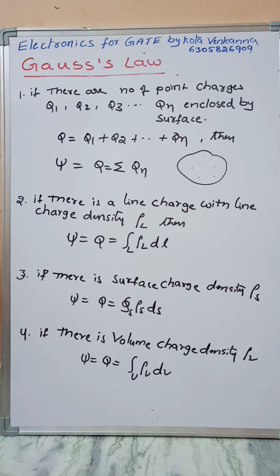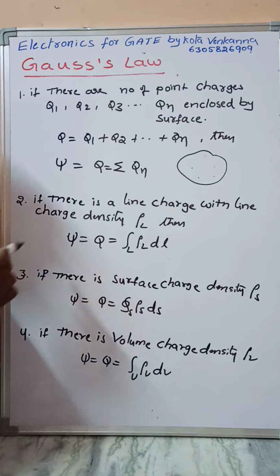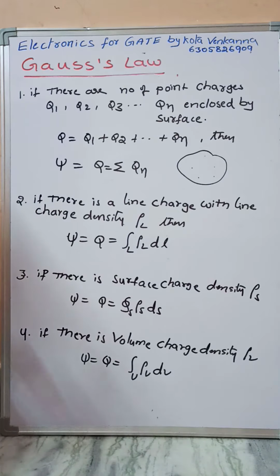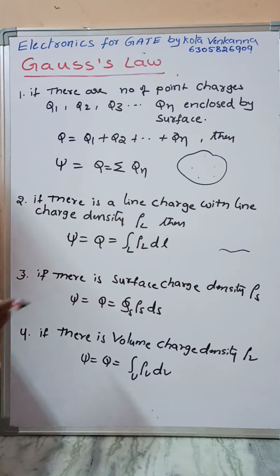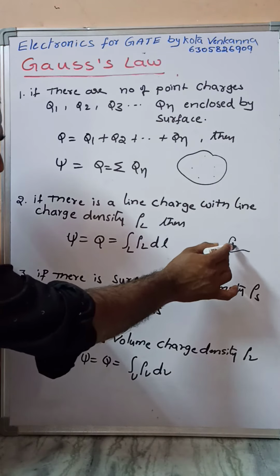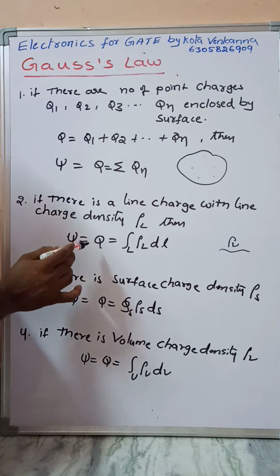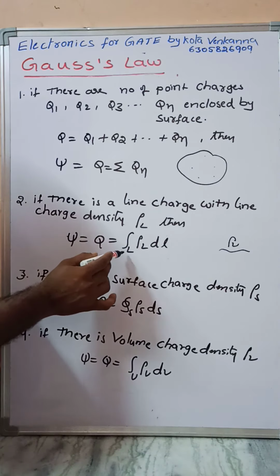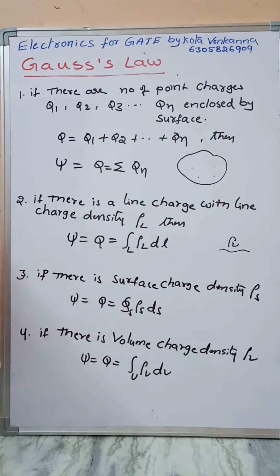And the second point: if there is a line charge with a line charge density rho L, then psi is equal to Q, which is equal to the line integral of rho L dL.